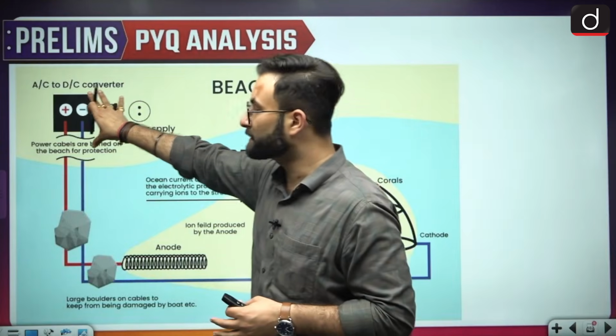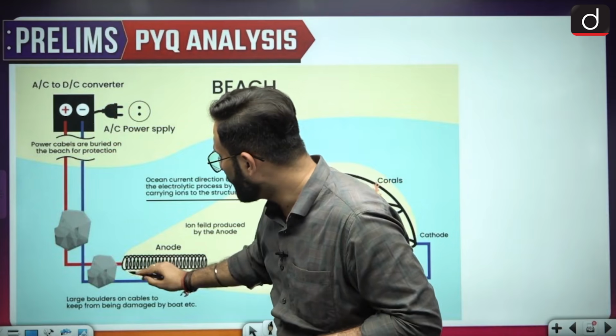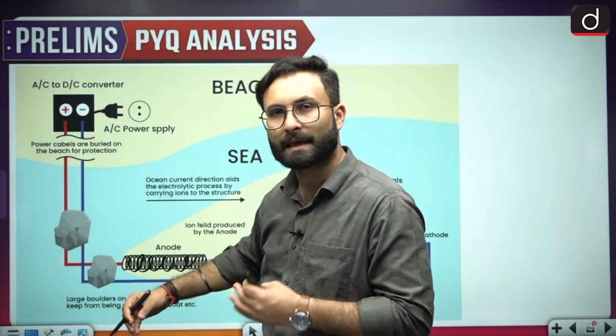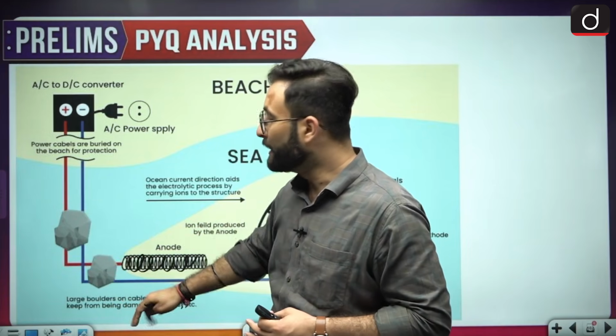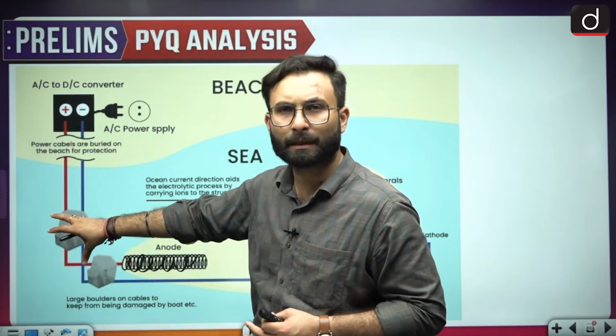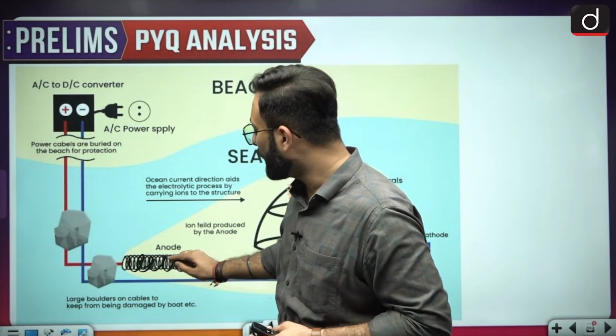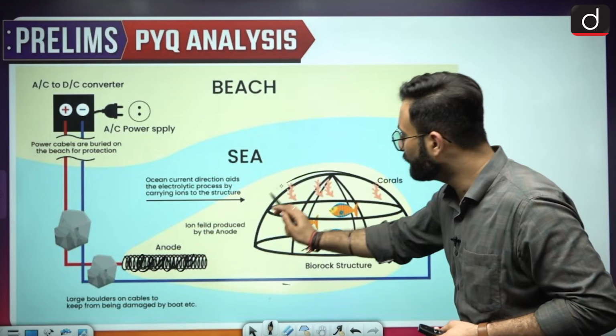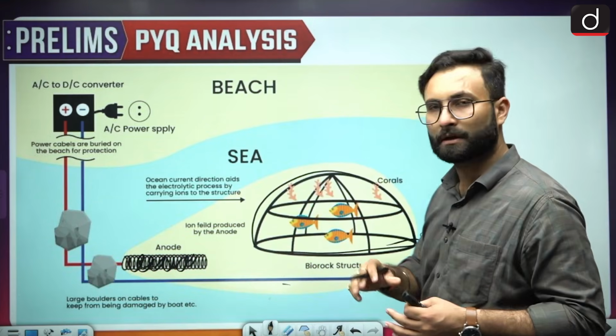See, this is the electricity supply, and then there will be an anode. The anode will be over there, and they are supporting these rocks over here so that ships etc. do not disturb it. So these are supporting rocks, or you can say protective rocks, and these are the anodes. And then you will be having a cathode over here. This is basically your cathode, or they will be creating a cage over here, the biostructure.